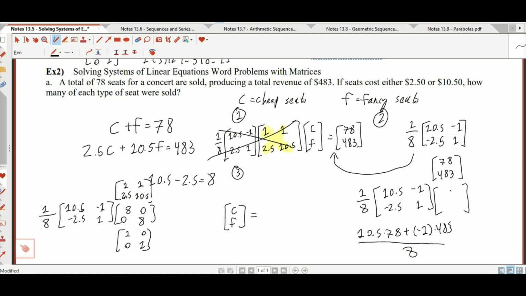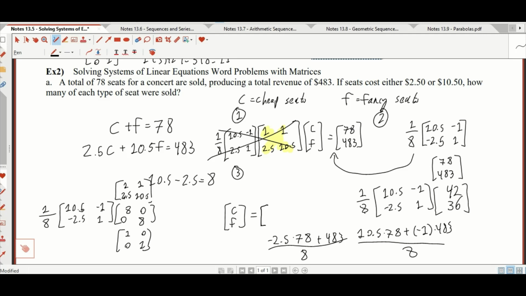So 10.5 times 78, which is 819, and that's going to be minus 483, 336, divide that by 8, and I get 42. Next one, negative 2.5 times 78, plus 1 times 483. You're going to take your result and divide it by 8, because that's what that tells us to do. So 78 times 2.5 negative, we're going to add 483. I get 288, divide that by 8, and I get 36.